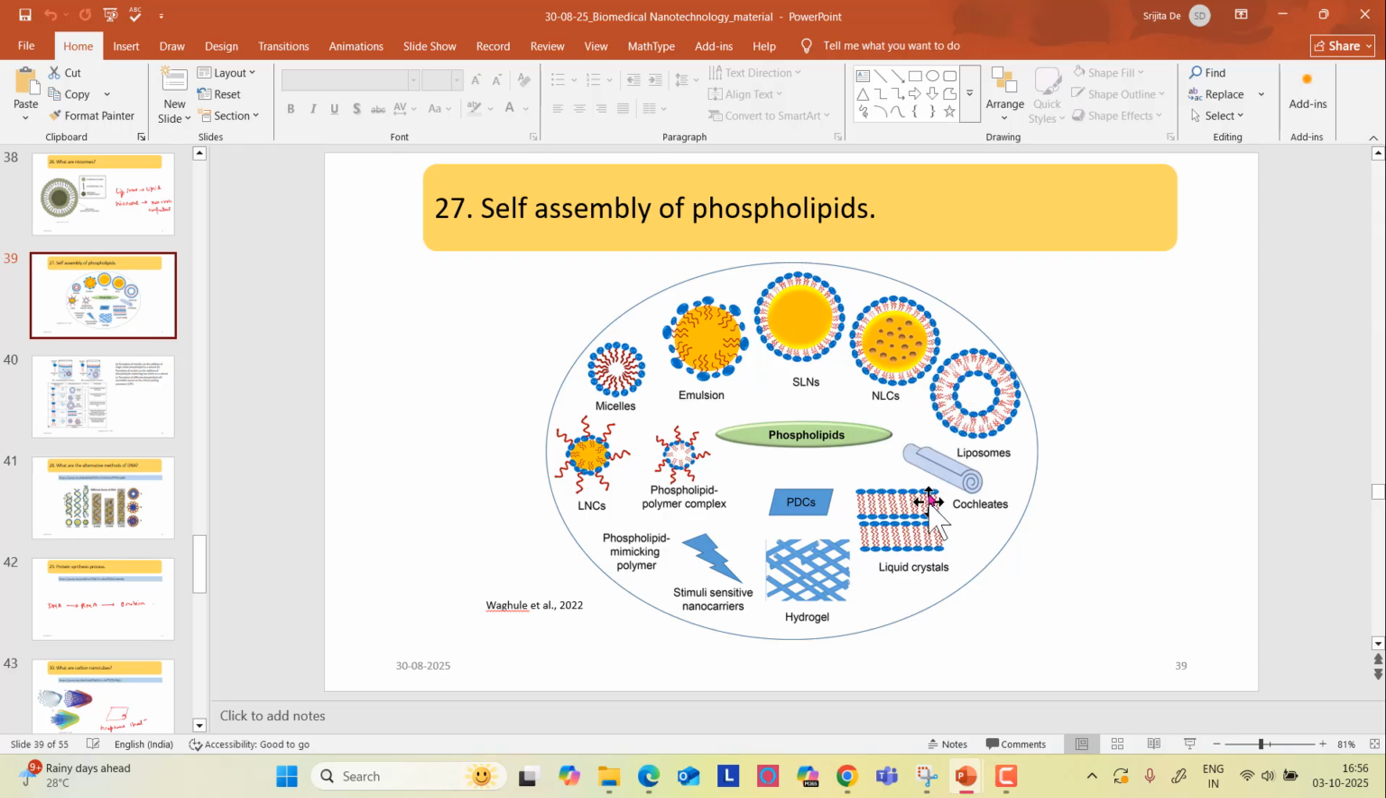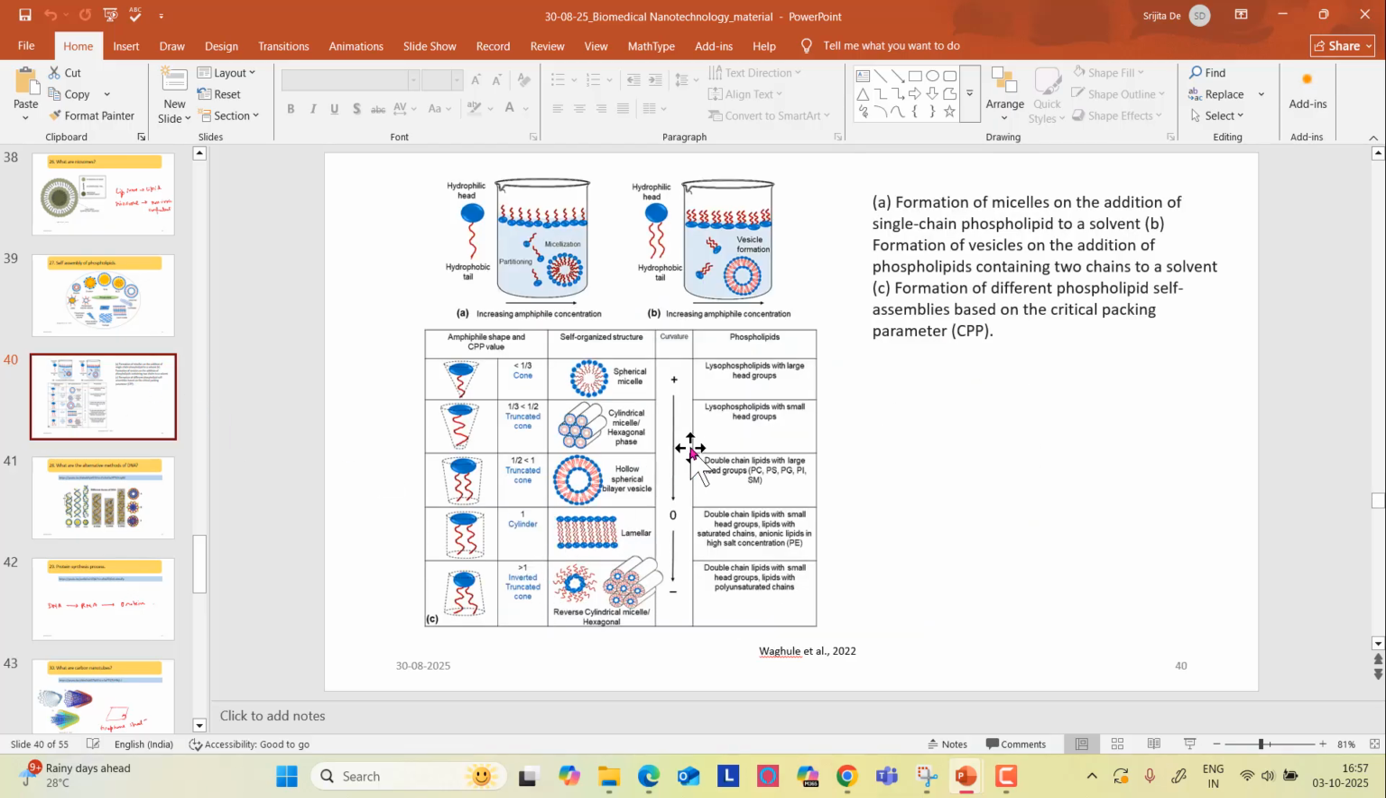particles. This is liposomes, and there are other types of this structure. So here this is one. So this is the liposomes, and this is the micellar formation. Okay.